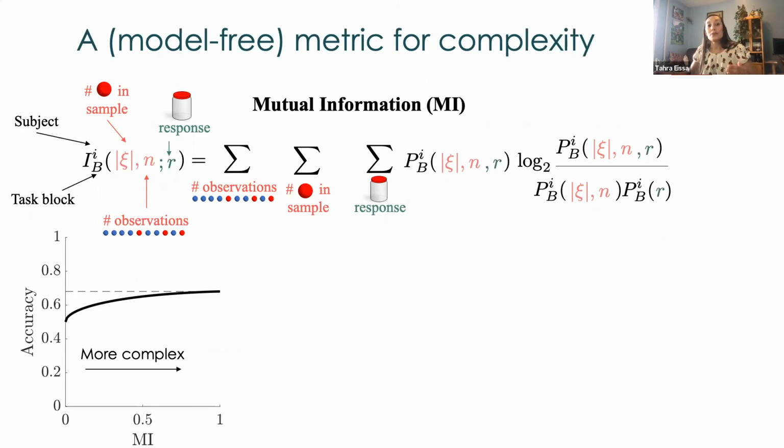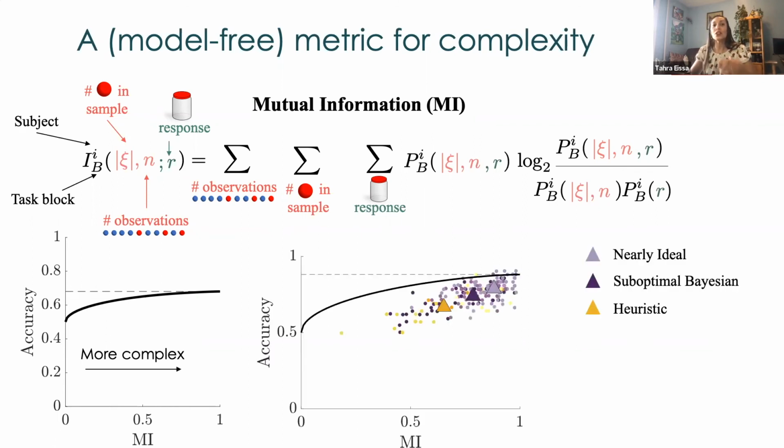Using this bound as a metric, we can now see where our subjects lie in comparison. Again, I have color-coded each subject based on the model that best described their responses, and I've again broken them into those three groups. Now there are really two interesting components that come out of this. The first is that we see our nearly ideal subjects are using the most of the relevant information.